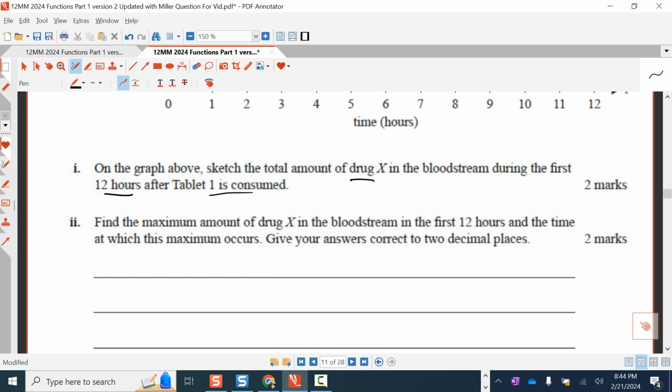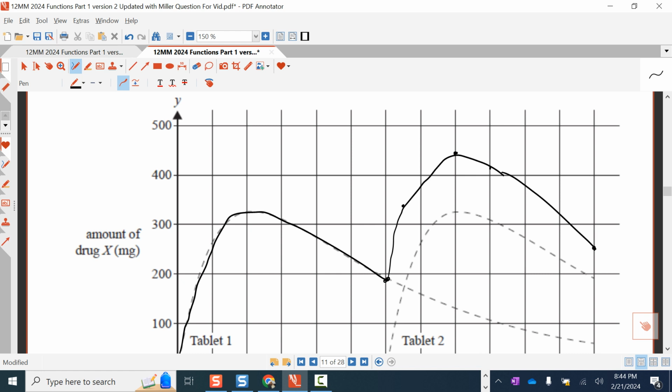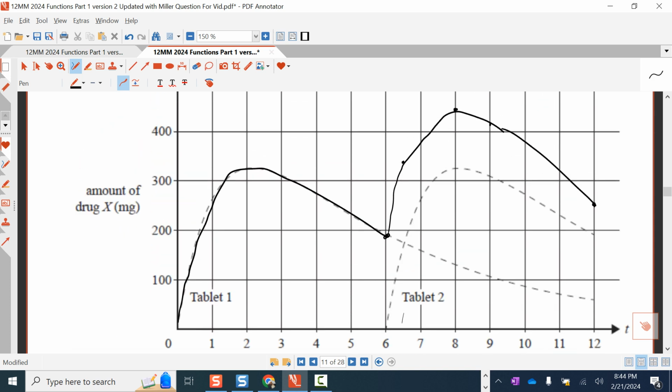Okay, so find the maximum amount of drug X in the bloodstream in the first 12 hours and the time in which the maximum occurs. Give your answers to 2 decimal places. Okay, so we can see that the maximum amount of the drug is going to be here, and it's around about 440 milligrams of the drug. Okay, so we know that it's going to be about that and about the 8-hour mark.